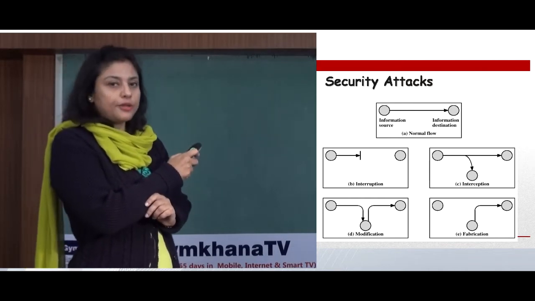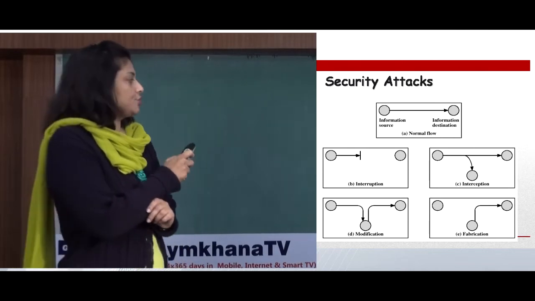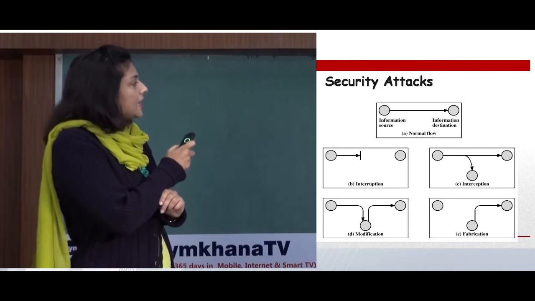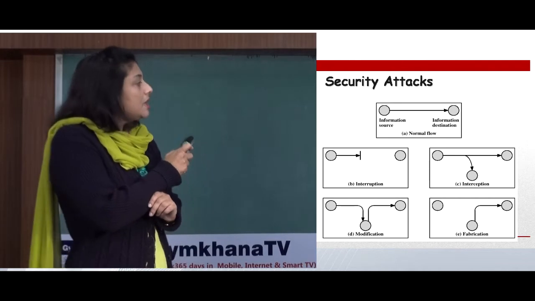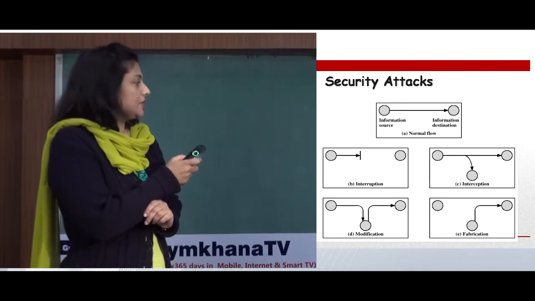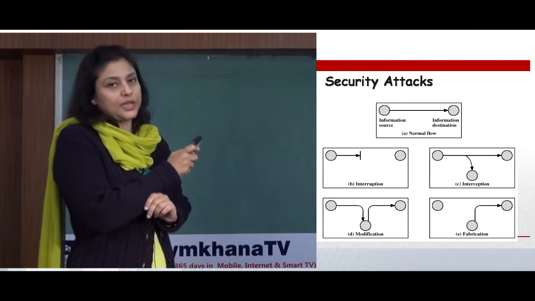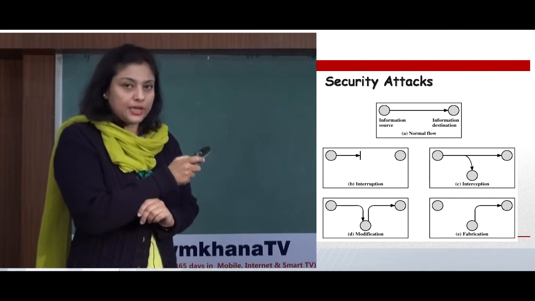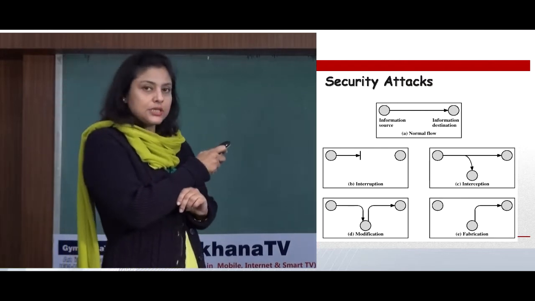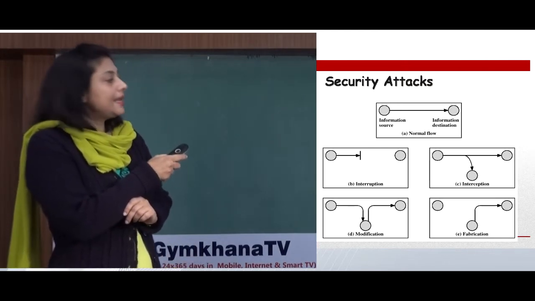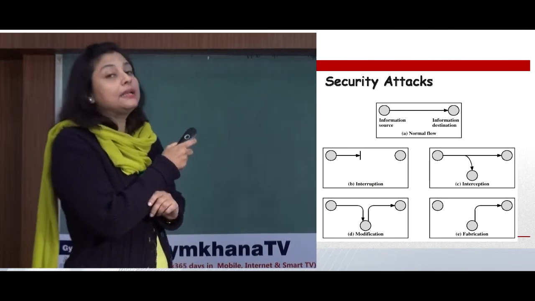Next, let us go to figure B. In figure B, the type of attack is known as interruption. Now what is interruption? Unlike normal flow, the information source passes the information but it does not reach the destination. Here the attacker is trying to provide some sort of mechanism to stop the flow of information, and that is called attack on the availability of data.